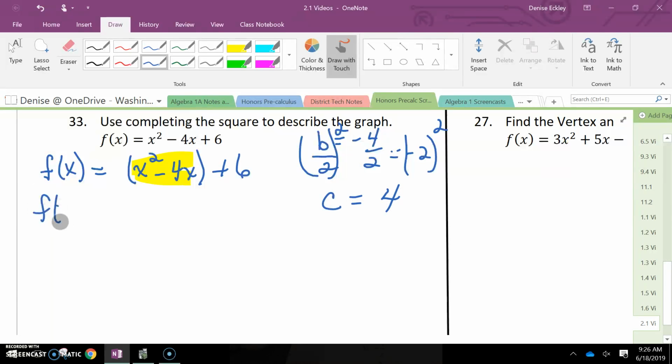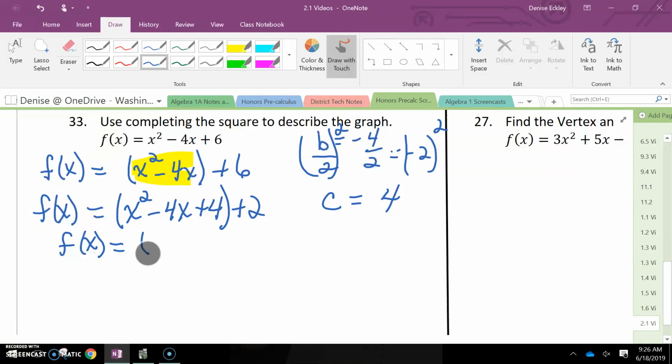So what I'm going to do is rewrite my 6 now as x squared minus 4x plus 4, and then I have a plus 2 left over. So I still have the same quadratic, but it's just in a different form. So now that I have a perfect square, I can rewrite this as (x minus 2) squared plus 2.